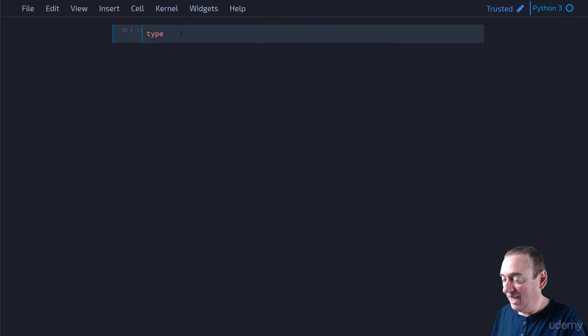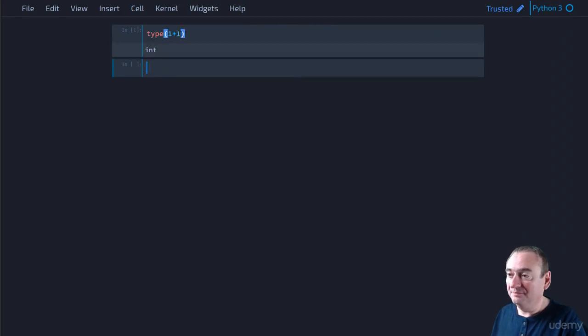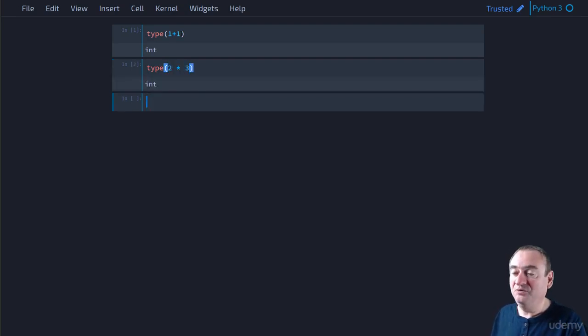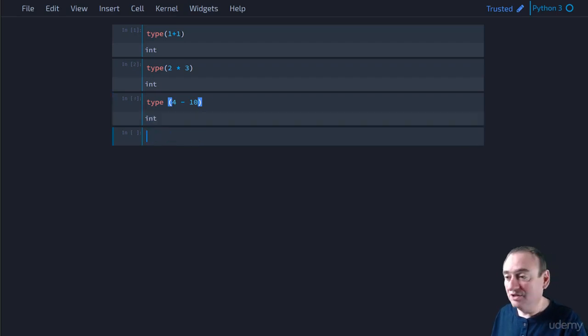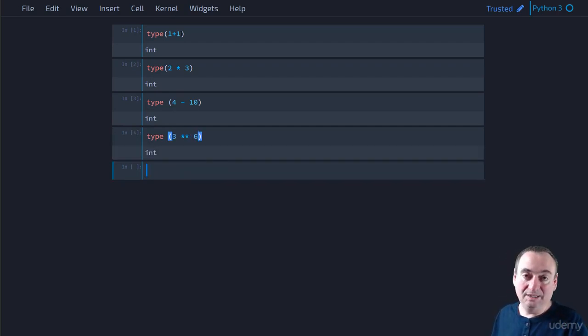So we can look at the type of 1 plus 1, and that gives us an int, right? We expected that. We do 2 times 3. Type of that is an int. If we look at the type of subtraction, let's say 4 minus 10, that's a negative number, but it's still an integer. And same thing with exponents of integer numbers. If we do 3 to the power of 6, that type is still an int.